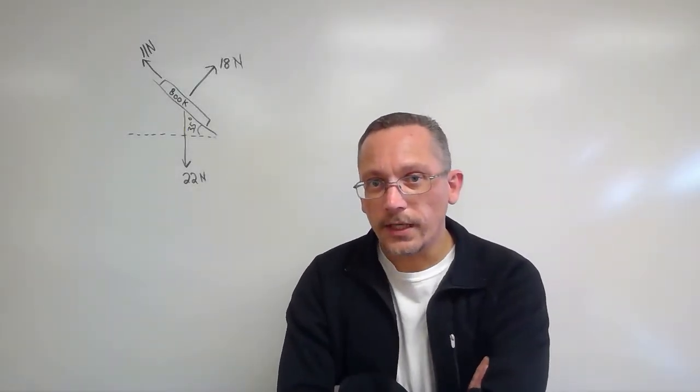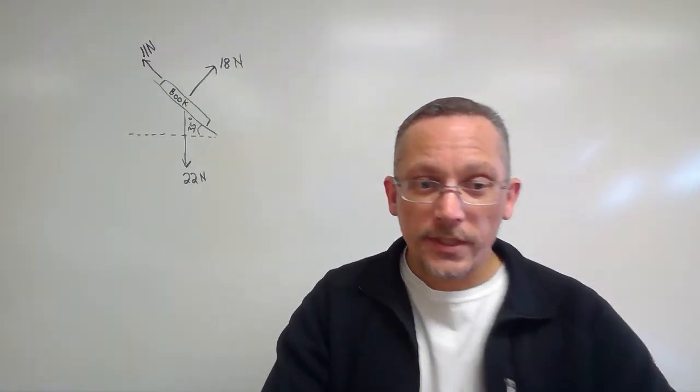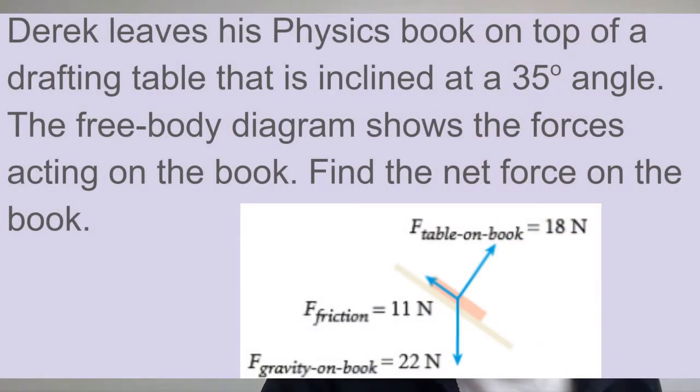So let's talk a little bit. Remember, force is a vector. So when we need to add up all the forces, we're doing vector addition. So let's go ahead and take a look at how to find the net force acting on an object. Okay, let's take a look at how to add up some force vectors here. Here's an example. It says, Derek leaves his physics book on top of a drafting table that's inclined 35 degrees.